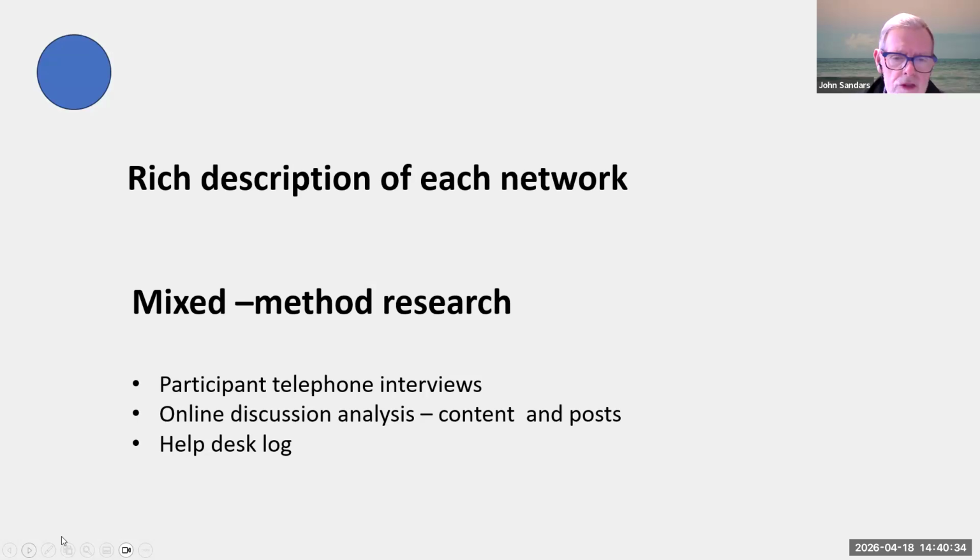I also got this rich description by combining both quantitative and qualitative research, which is mixed method research. I did telephone interviews. These were busy doctors, and it was difficult to get them together face-to-face. I analysed the discussions they had, looking at the various posts and what they contained, and coded them. Also, because we had set up these networks, we had a help desk, and we were able to keep a log and analyse the reasons why they were contacting us for further support.